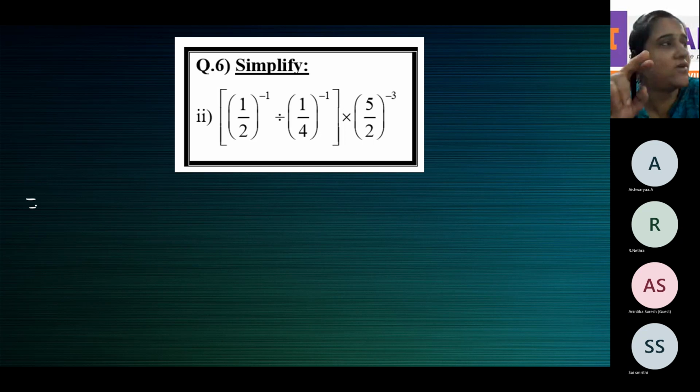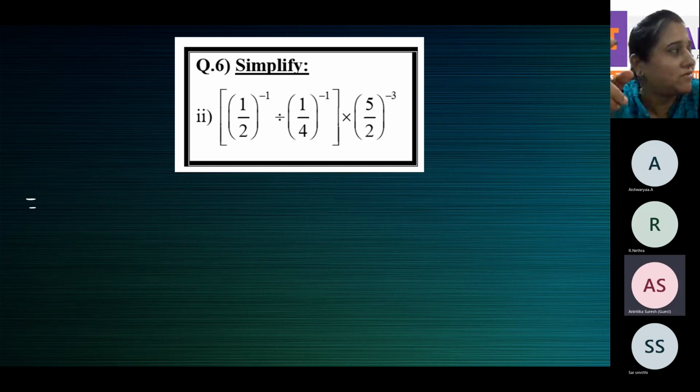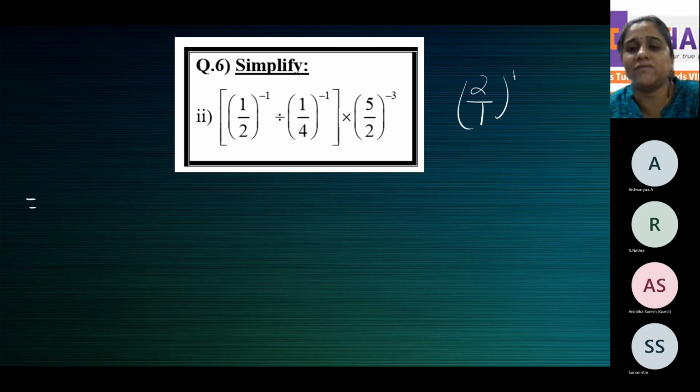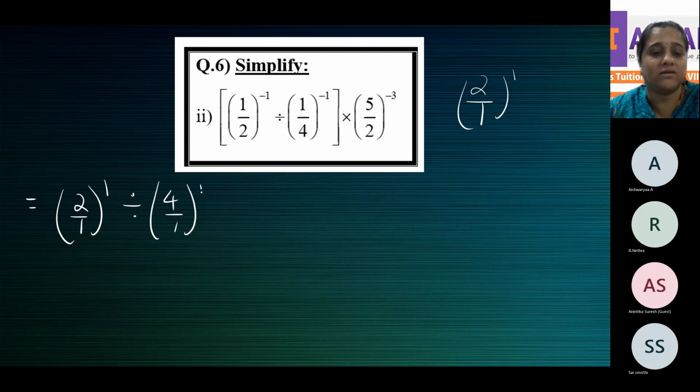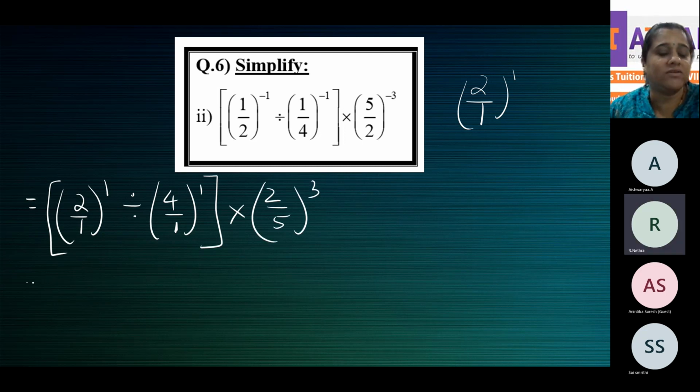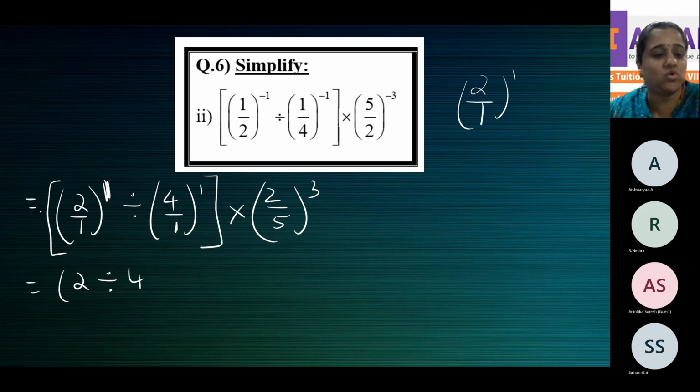So what is 1 by 2 to the power minus 1, children? Equivalent of that? Reciprocal of the base, negative of the power. Yeah, 2 by 1 to the power 1 divided by 4 by 1 to the power 1. This is nothing but 2, because to the power 1, no? So it's just 2. 2 by 1 is 2.